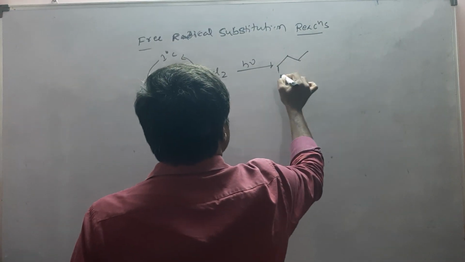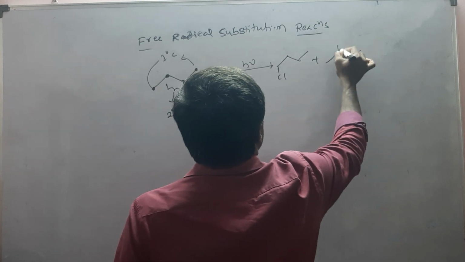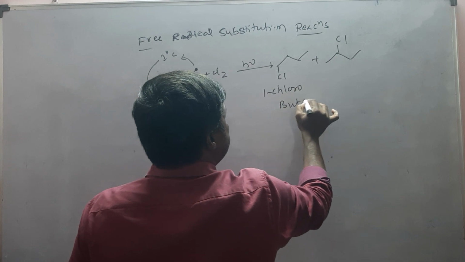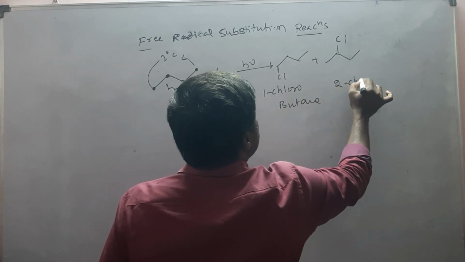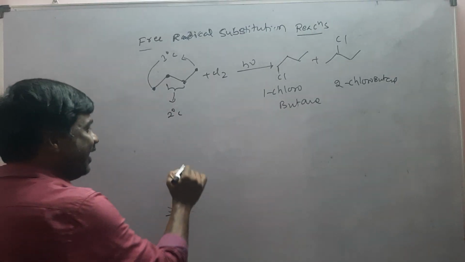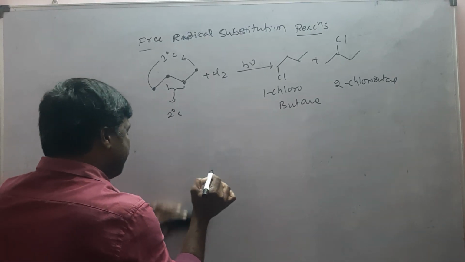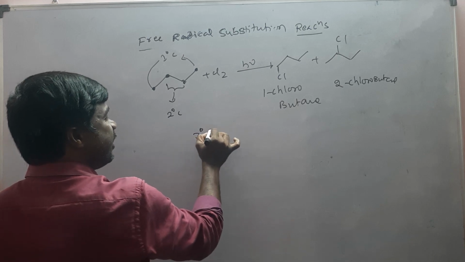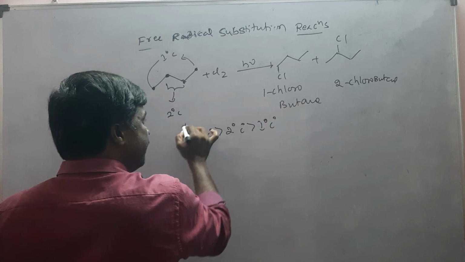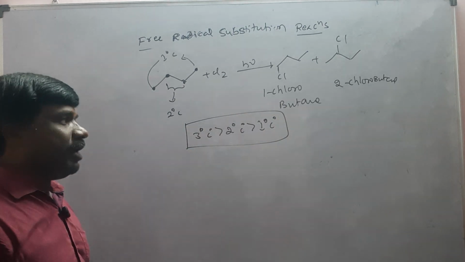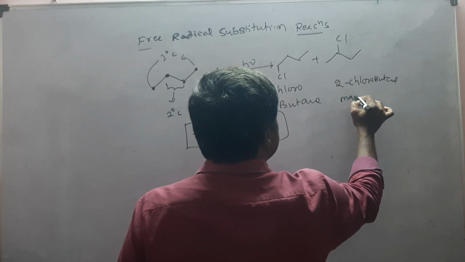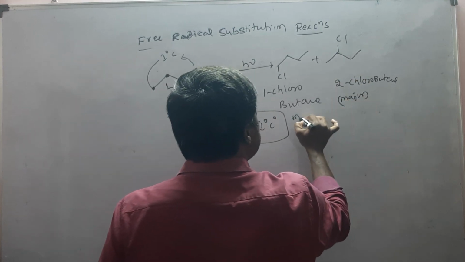So it forms two products: 1-chlorobutane and 2-chlorobutane. The stability or reactivity of radicals is always tertiary more than secondary, and secondary more than primary, according to hyperconjugation. So 2-chlorobutane is the major product, and the other is the minor one.